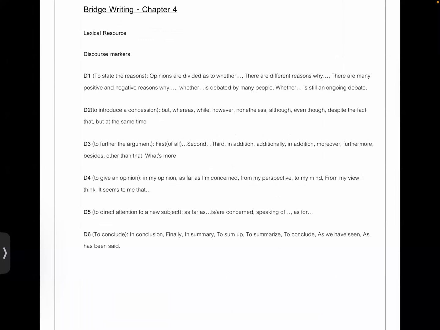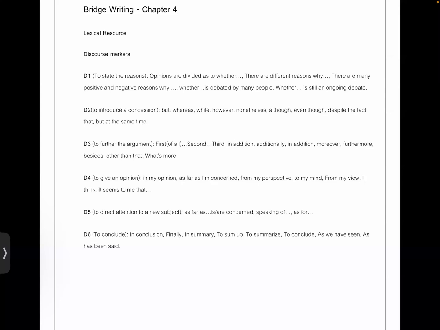So D1, these are the transitional phrases that you can use to introduce your reasons or subject of debate. For example, opinions are divided as to whether. You can use that early on in the introduction to talk about the subject of debate. Then we have there are different reasons why. So these expressions can be used in perhaps a topic sentence when you want to talk about reasons why something happened. There are many positive and negative reasons why. You can also use that as well.